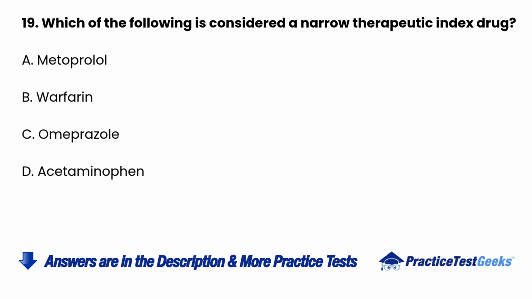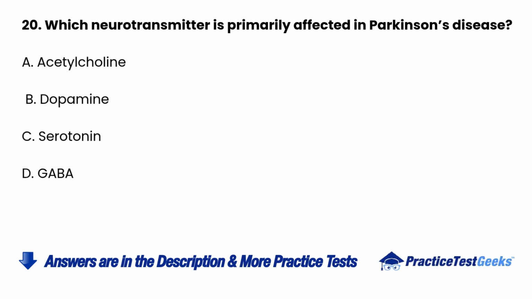A. Metoprolol. B. Warfarin. C. Omeprazole. D. Acetaminophen. 20. Which neurotransmitter is primarily affected in Parkinson's disease?